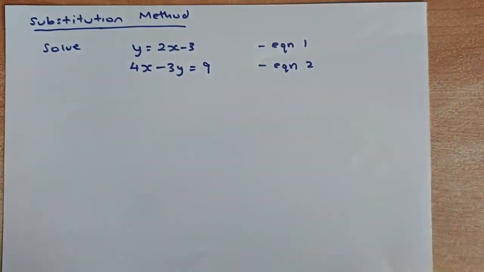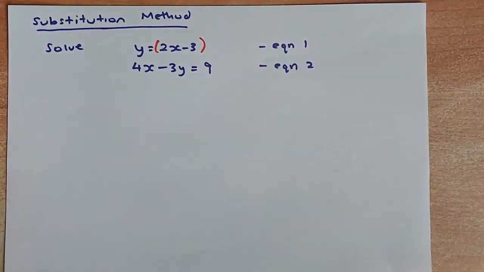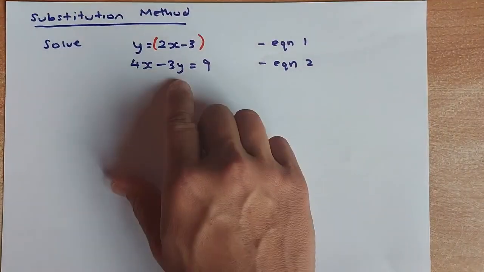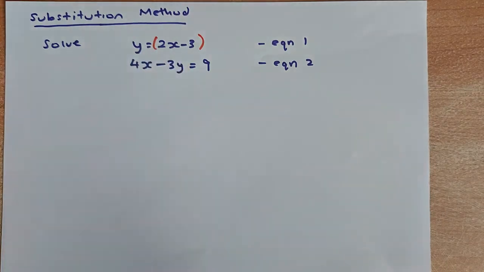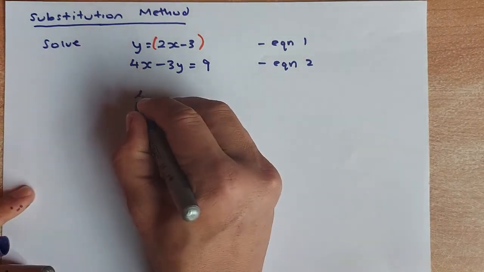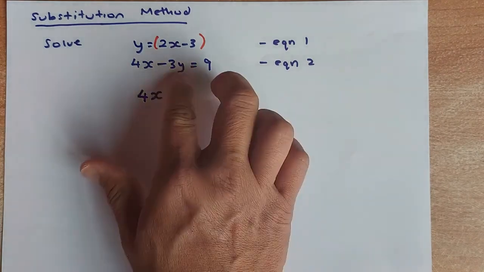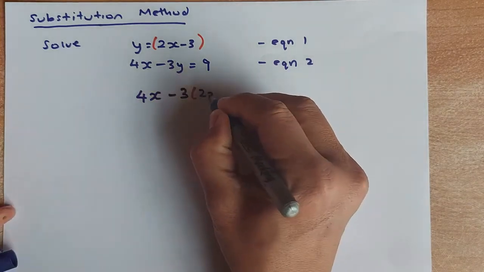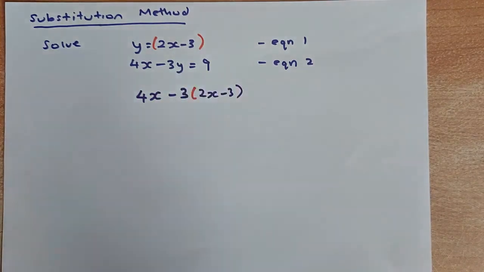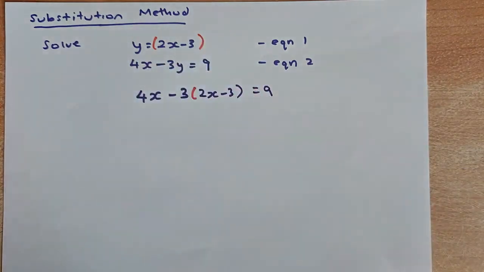You are given y is equal to 2x minus 3. And now what happens is that whenever you see a y, you're going to replace that y with this equation. So let's work it out now, okay? So now the equation is 4x minus 3y. Instead of y, you're going to replace that y with the equation beforehand. The y is now being replaced by 2x minus 3, and then that is equal to 9. Everything else is the same.